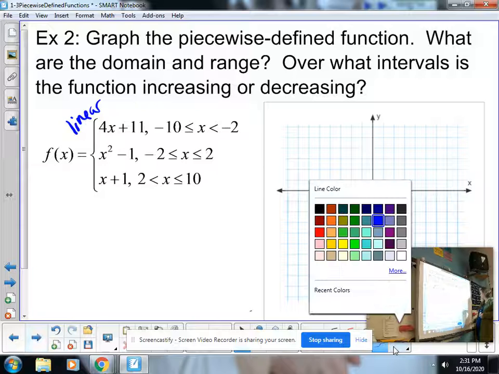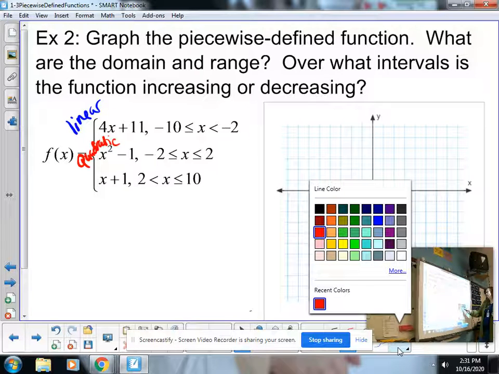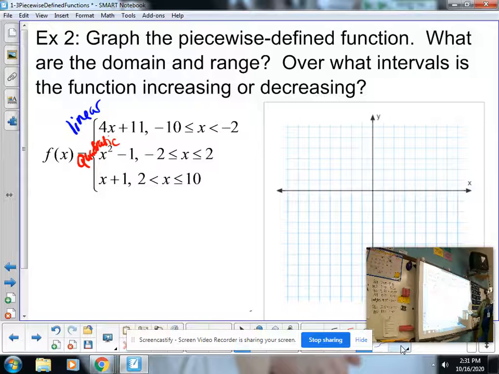The middle piece has a square in it, so this piece is quadratic. So it is going to be that U shape that you have. We want to identify our h and k whenever we graph that one in order to get a good picture. And then the last one that we have, x plus 1, this is also a linear because it is in mx plus b.